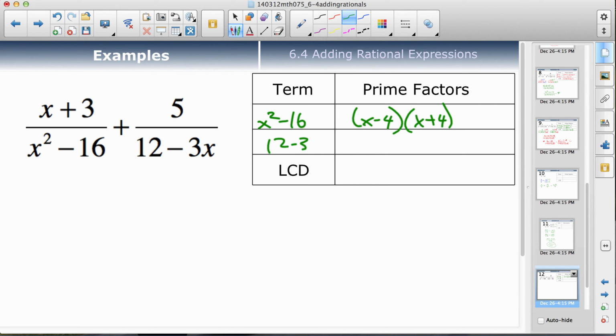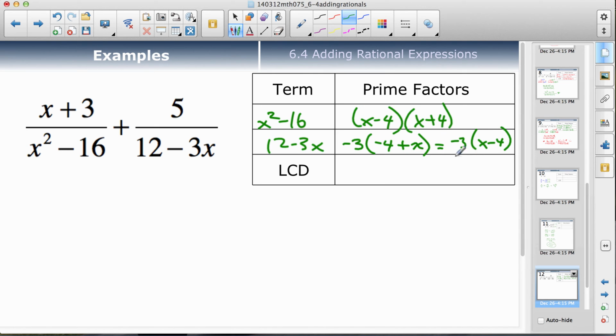12 minus 3x. I think I can take a 3 out. Why don't I take a -3 out? If I take a -3 out, I'll be left with a -4 plus x, right? Or a negative 3 and x minus 4, right? If I just switch those around to the right order.